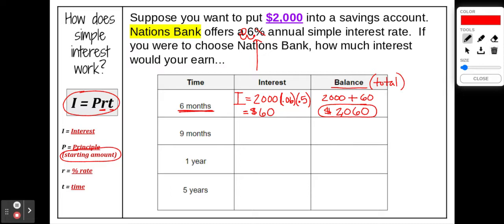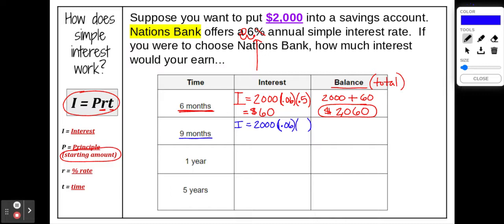Okay, so let's figure out what would happen if I left it in the account for 9 months. So a little bit longer now. All right, let's try the formula again. Interest equals principal, that's your starting amount, $2,000, times the interest rate. And remember, that's 0.06. It's 6% as a decimal.